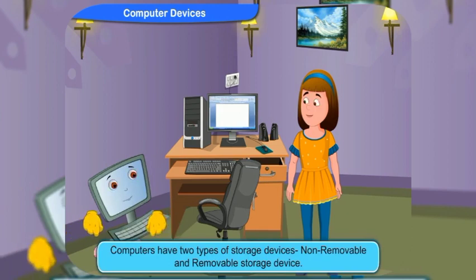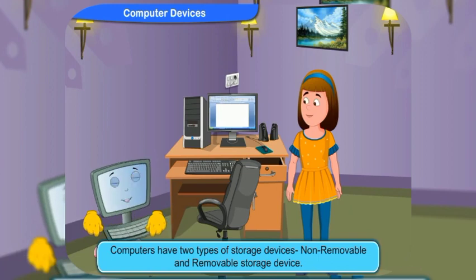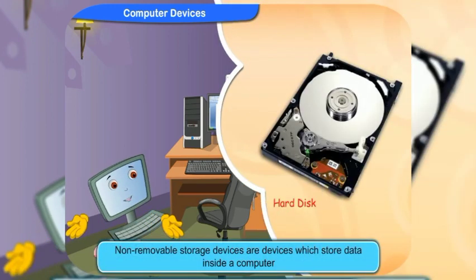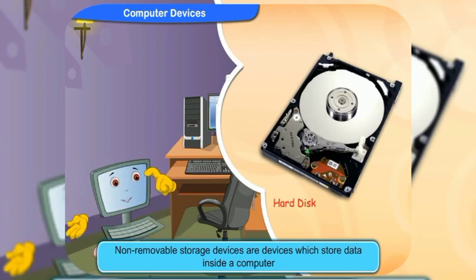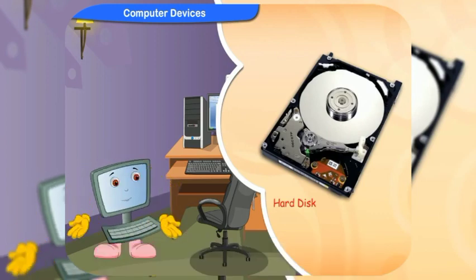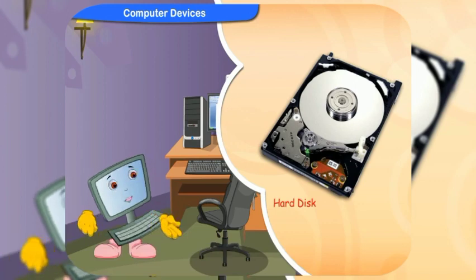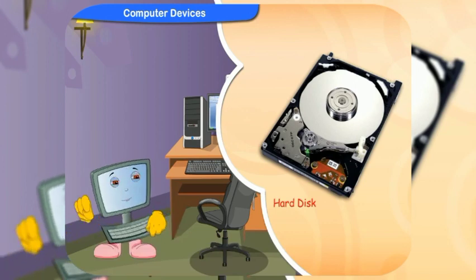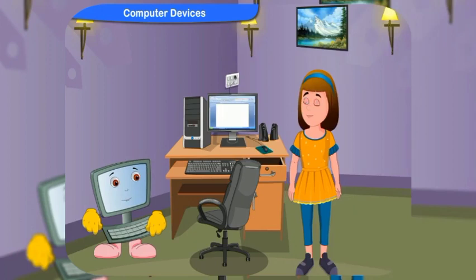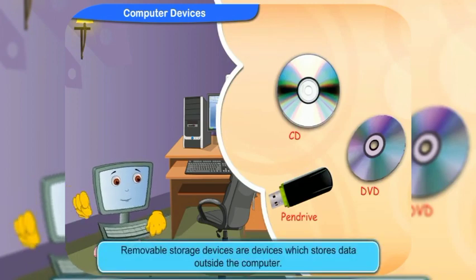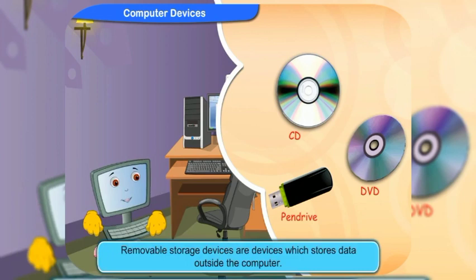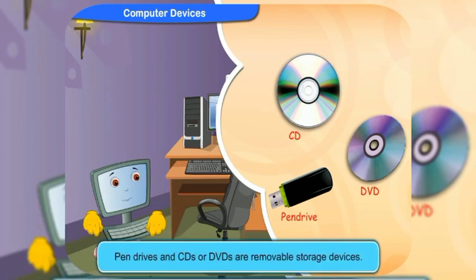Computers have 2 types of storage devices, non-removable and removable storage devices. Non-removable storage devices are devices which store data inside a computer. Hard disks are non-removable storage devices as they are built inside the CPU. What about CDs and DVDs? They are both removable storage devices. Removable storage devices are devices which store data outside the computer.